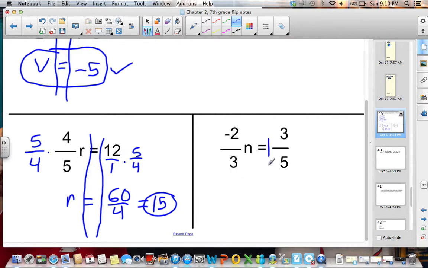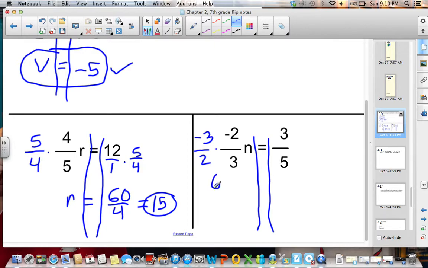Okay, so over here I do my train tracks. I see that my variable is on this side. It's being multiplied by negative 2/3. So now I'm going to multiply by, I'm going to keep my negative in my numerator, even though it's attached to the 2. And we're going to multiply by the reciprocal. Negative 2/3 reciprocal would be negative 3/2. And I know that it works because negative 3 times negative 2 is 6. 2 times 3 is 6.